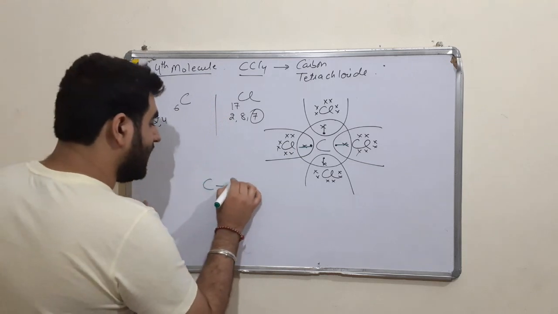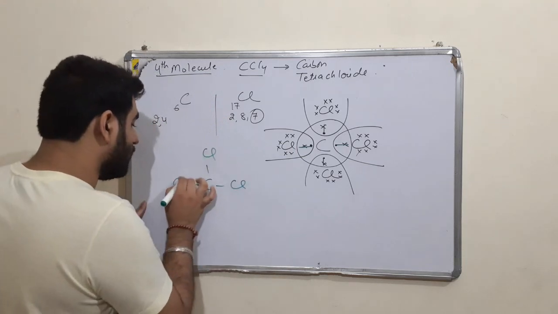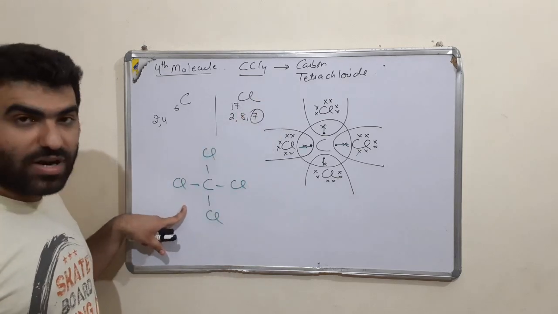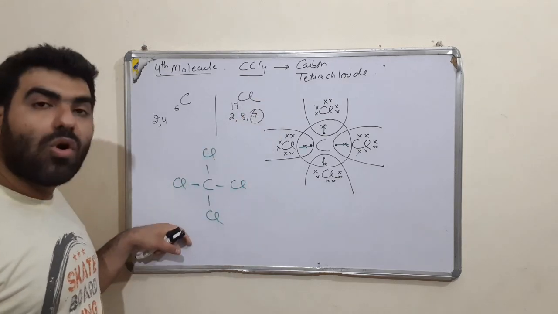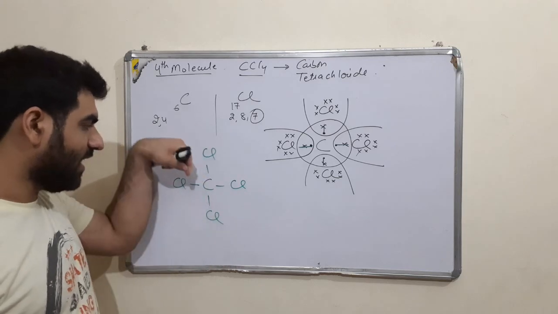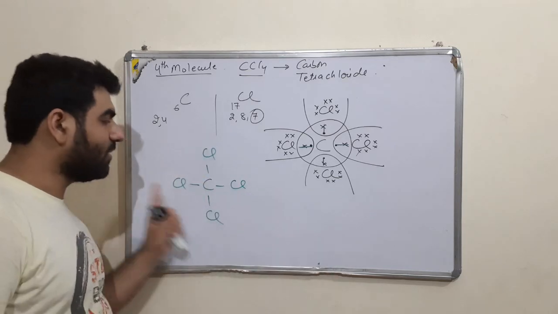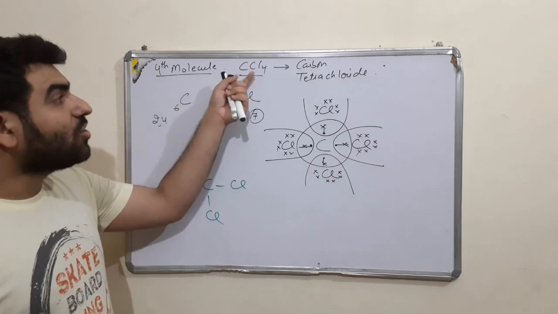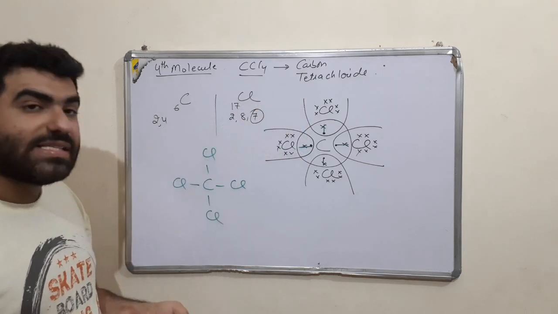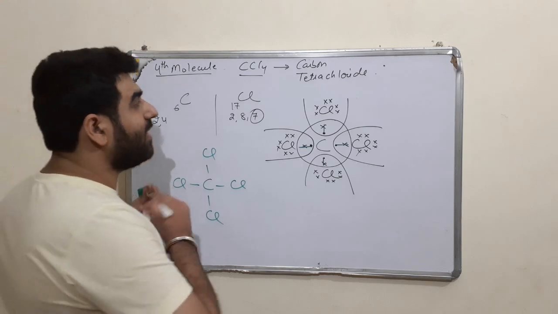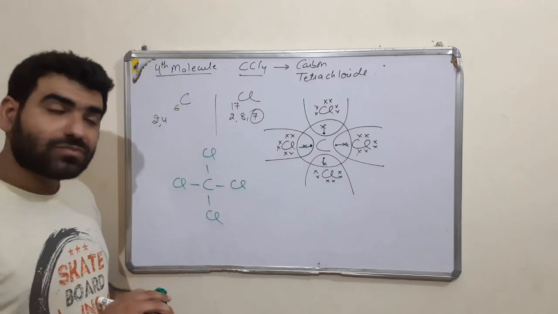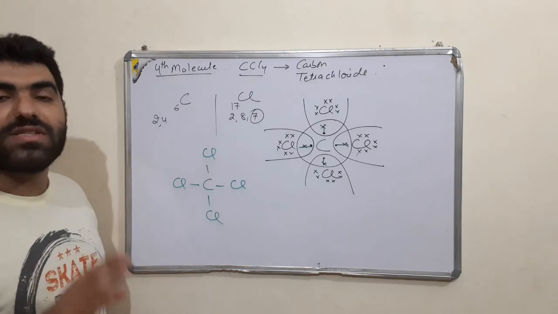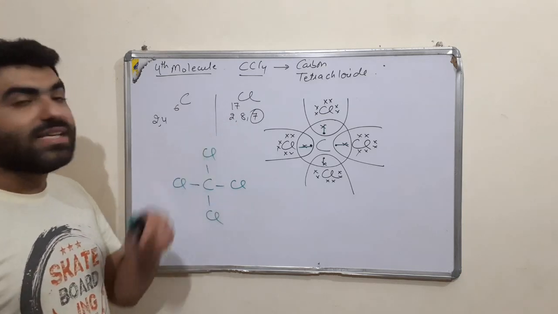Alright. So C and four Cl. This is a CCl4 structure which is symmetric around all the edges. One is there, one is here, one is on the left hand side and one is on the right hand side. Alright. So this is how we can draw the CCl4 molecule, which is carbon tetrachloride. This was all about the simple structures. We have discussed water, ammonia, CCl4.